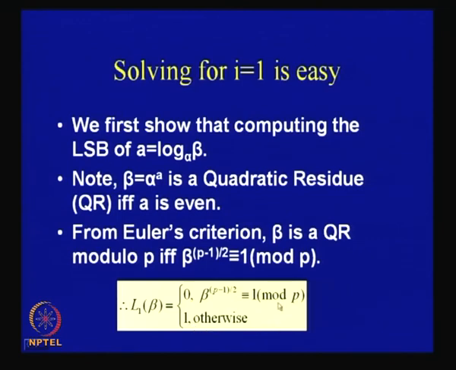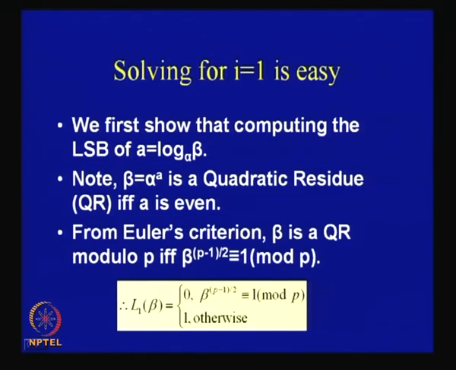So this is an efficient way of finding the 0th bit, the least significant bit. That means that although the discrete log problem is believed to be a difficult problem, the 0th bit, the least significant bit, is easy to compute. These two problems are different: computing the value of the discrete log is not exactly the same as computing an ith bit of the discrete log. So it is very easy to compute the least significant bit.